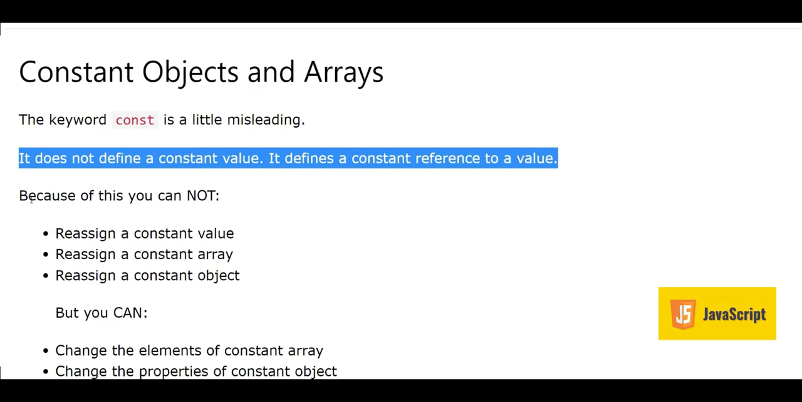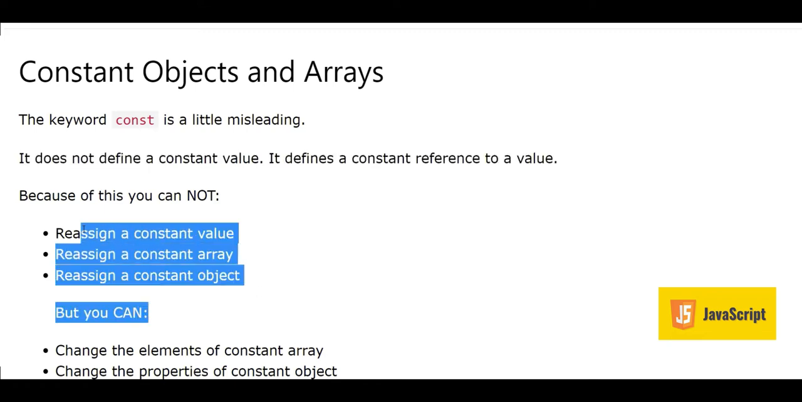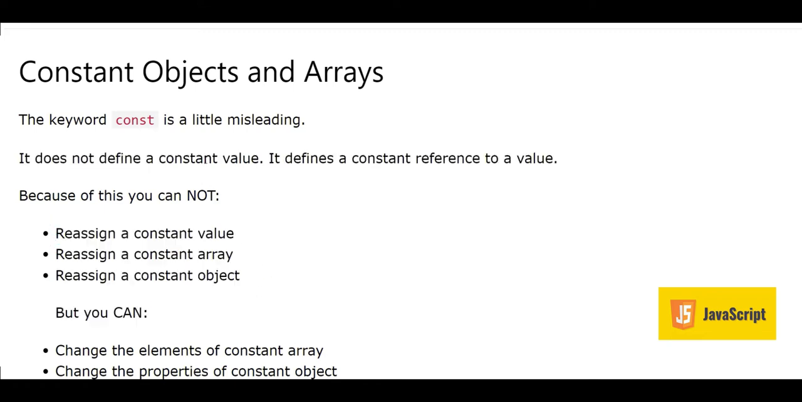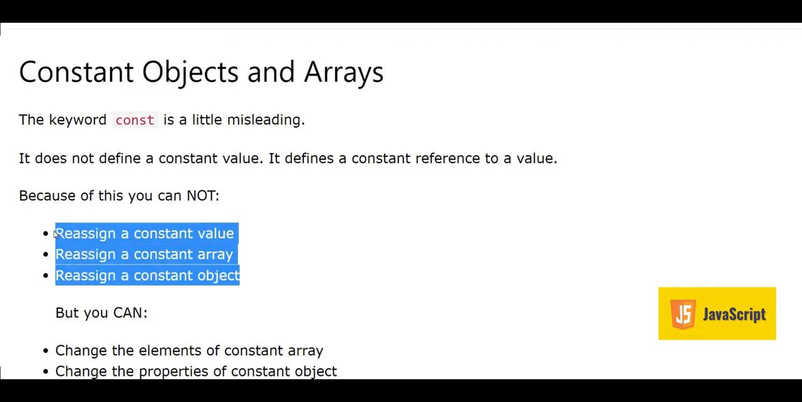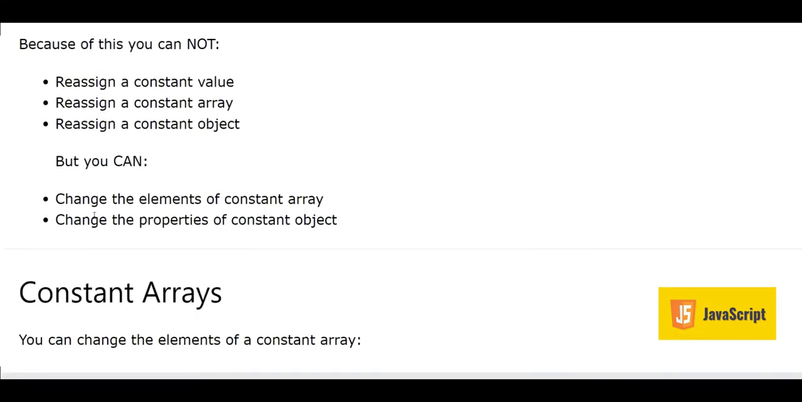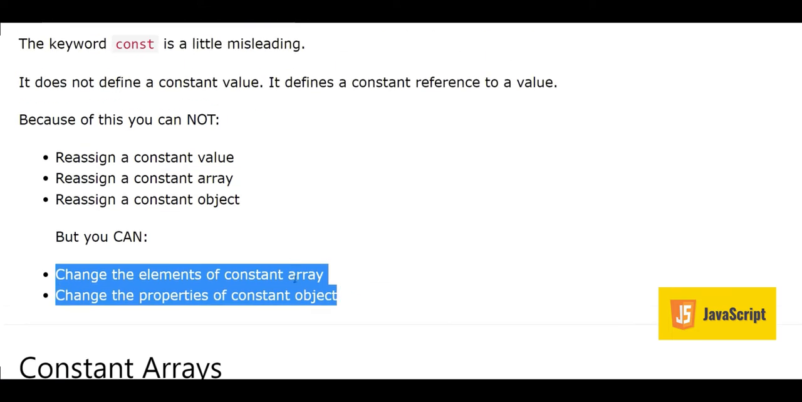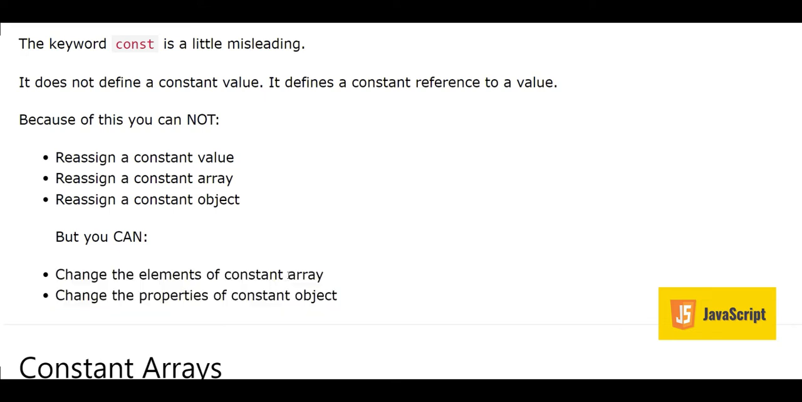See here how. Because of this, you cannot reassign a constant array or reassign a constant object. This is not allowed because the reference is fixed, not the value, and you can change the elements of a constant array and change the properties of a constant object. If an array was a fixed value, like all elements in the array were fixed and we were not able to change them, then it would be a constant.